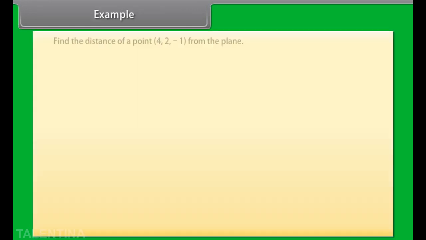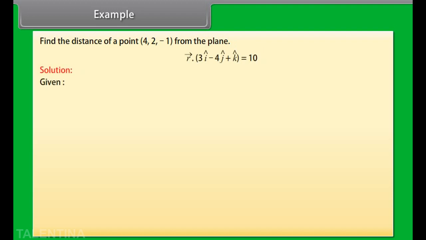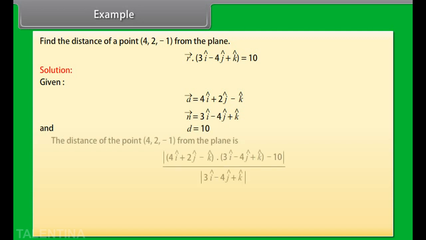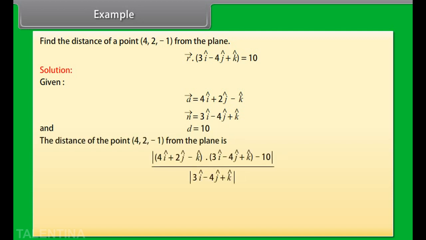Example. Find the distance of the point (4, 2, minus 1) from the plane. Solution. Given vector A equals 4 i plus 2 j minus k, vector n equals 3 i minus 4 j plus k, and d equals 10. The distance of the point (4, 2, minus 1) from the plane is equal to the modulus of 12 minus 8 minus 1 minus 10, divided by the square root of 9 plus 16 plus 1, which equals 7 by square root of 26.